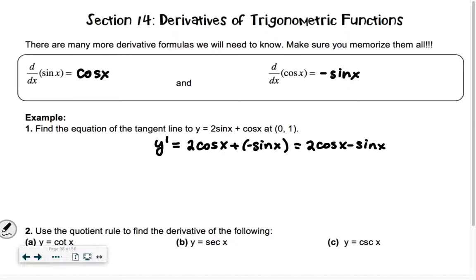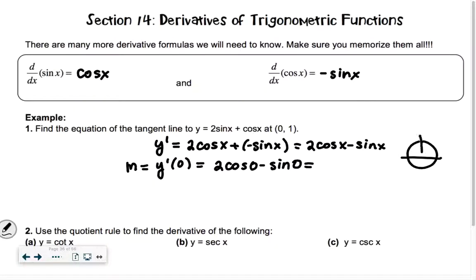We want to find the equation of the tangent line at a certain x value. What x value do we have? 0. So when we plug that in, that's finding our m in y equals mx plus b. You can write y prime of 0, so plugging in 0, I get 2 cosine of 0 minus sine of 0. If you think about our unit circle, 0 radians is over here on the right side, so the cosine of 0 is 1, and sine of 0 is 0. So our slope then is 2.